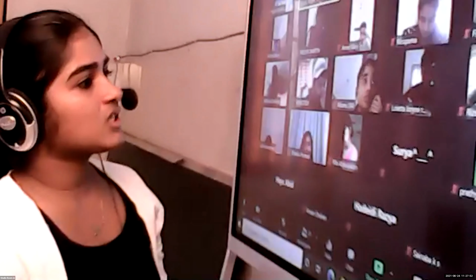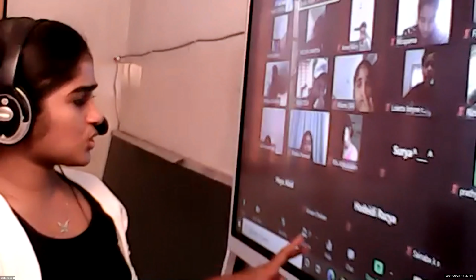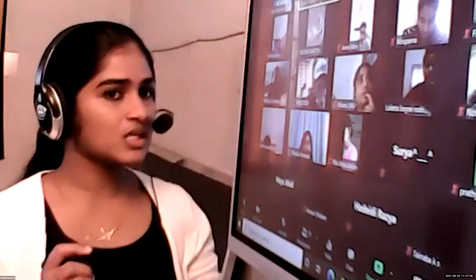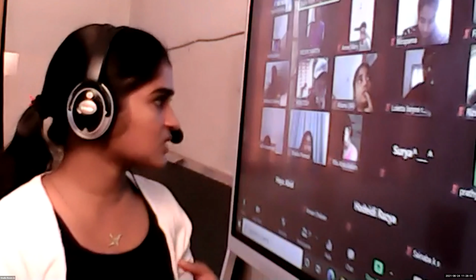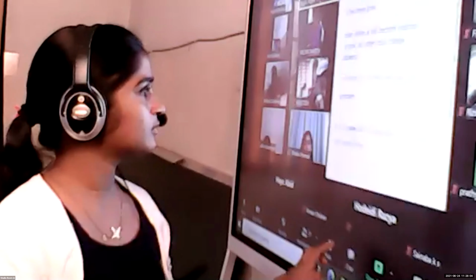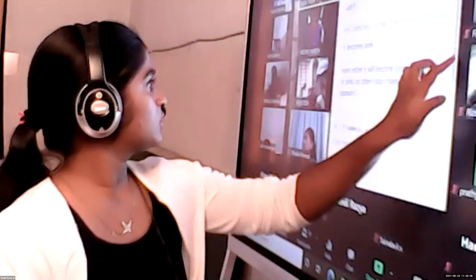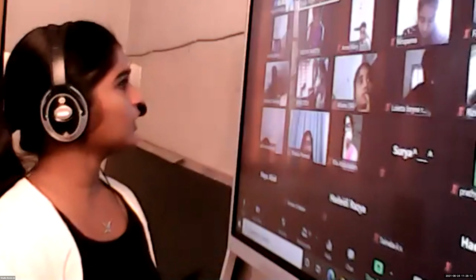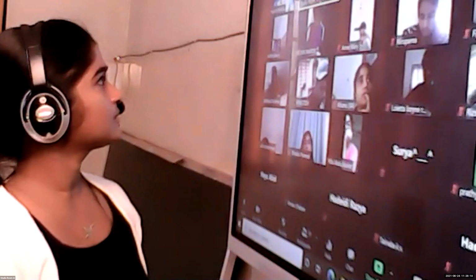Okay, Lolita, it will only show 2 colors. In acidic medium, it will become colorless, and in basic medium, it will show pink color. Clear? Okay, ma'am. Do you have any doubt in this activity? Anyone? No, ma'am.